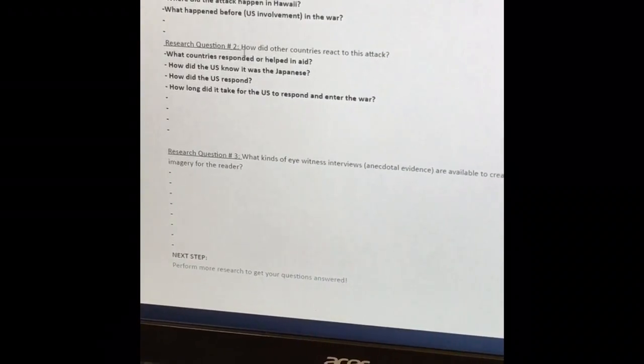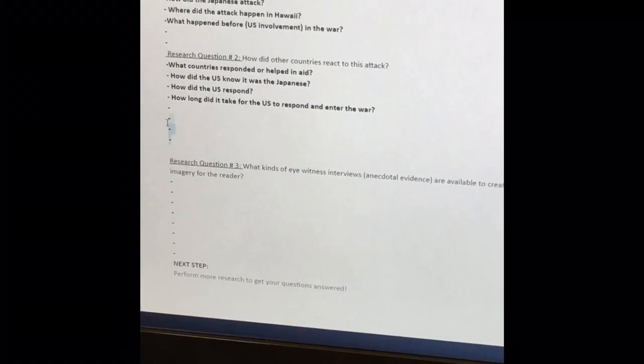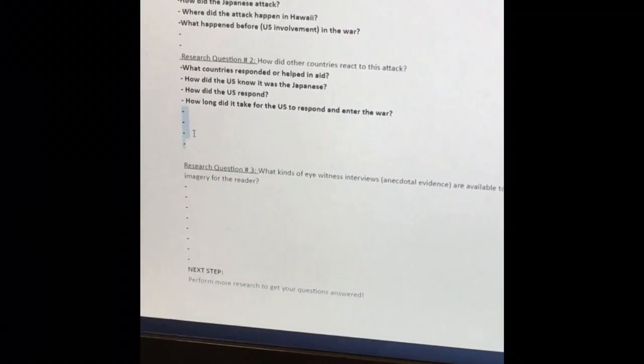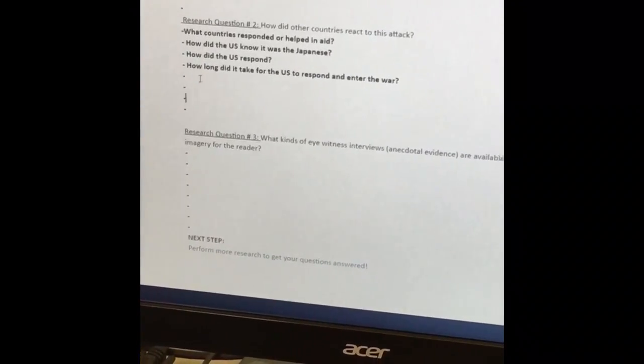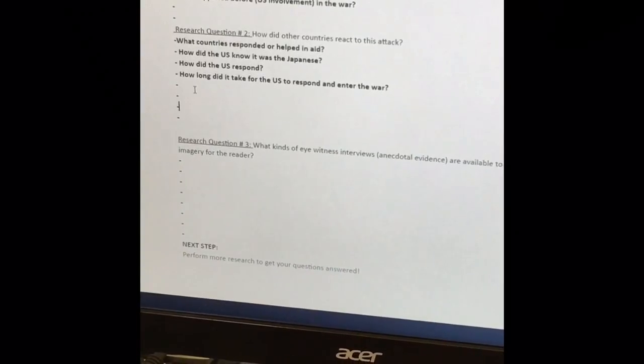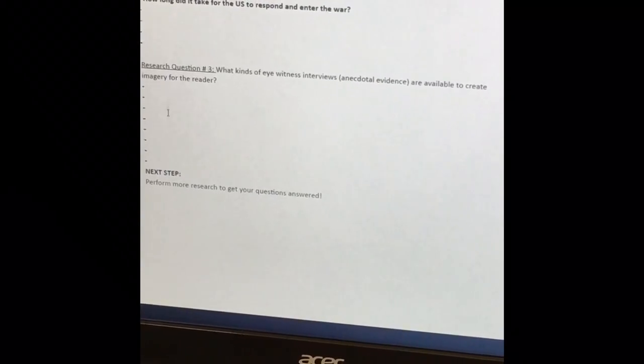Here's my research question number 2. How did other countries react to this attack? Now you see, I have all of these places here where I can write more information, but I only used 4. I want you to at least use 4 of these because these will then become your sentences in your paragraph. All right? And then my last question, you see I haven't even started that yet. So what kinds of eyewitness interviews?